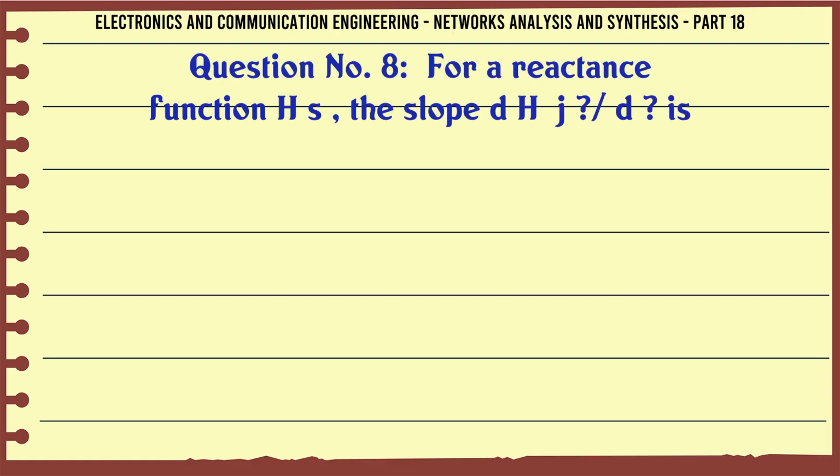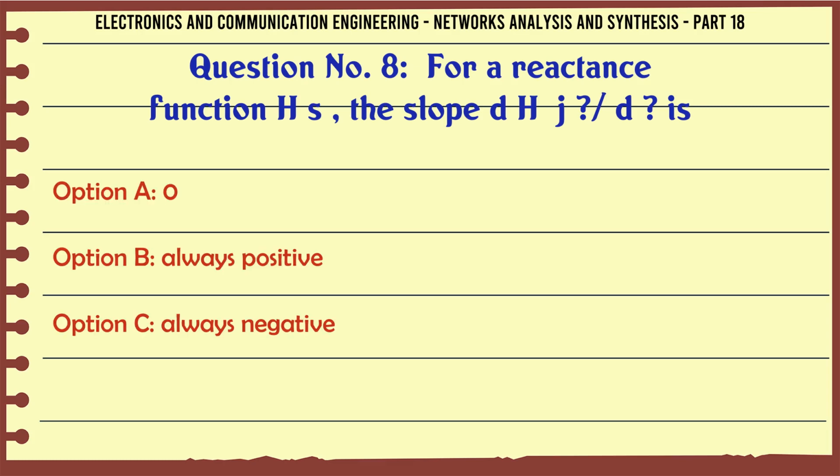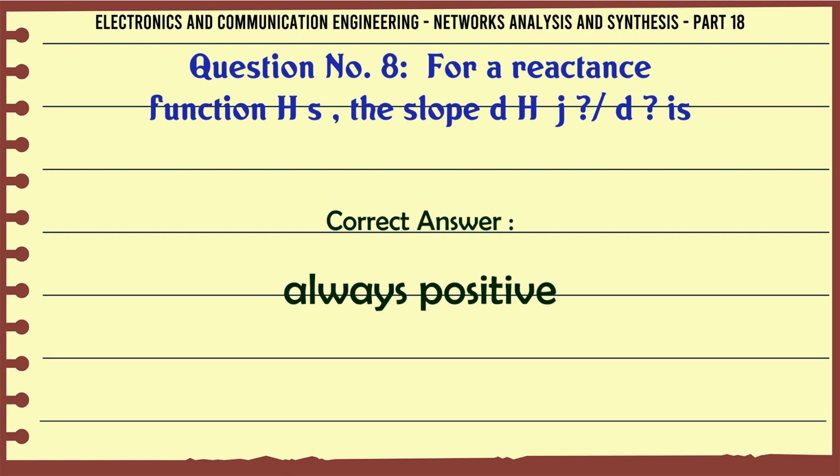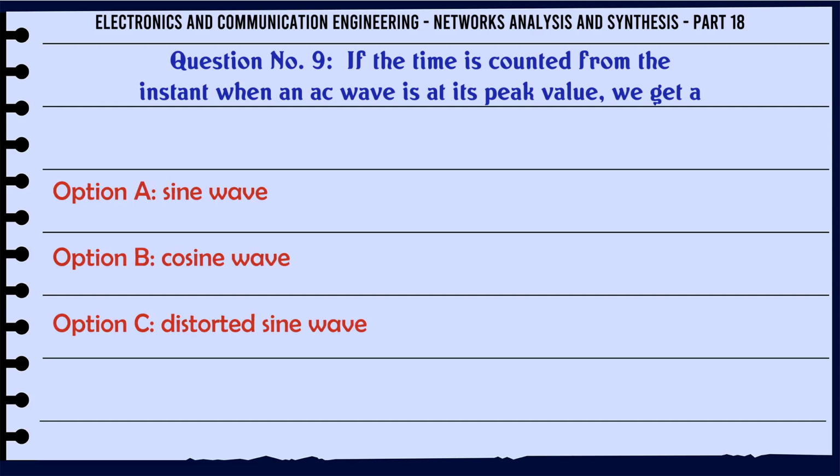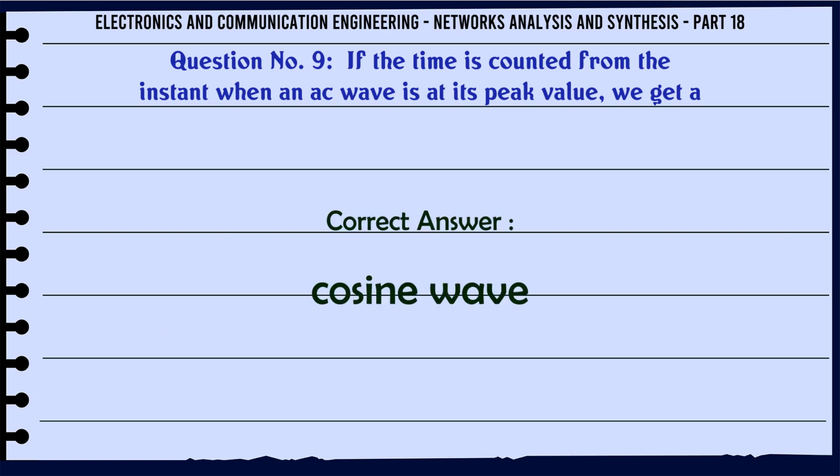For a reactance function H(s), the slope dH/dω is A. 0, B. always positive, C. always negative, D. either 0 or positive. The correct answer is always positive. If the time is counted from the instant when an AC wave is at its peak value, we get A. sine wave, B. cosine wave, C. distorted sine wave, D. none of the above. The correct answer is cosine wave.